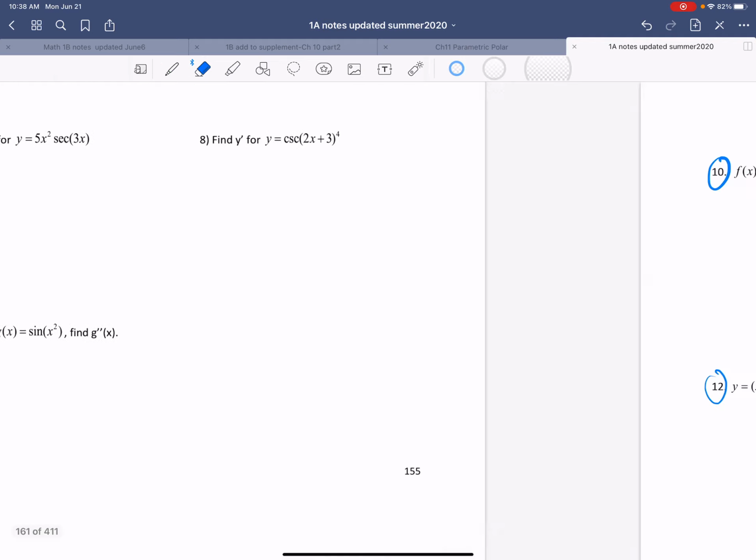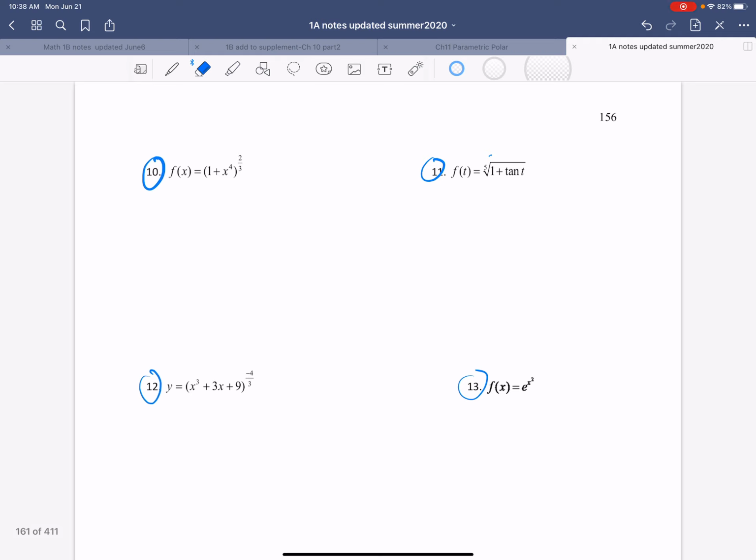next we're going to look at more examples of chain rule. f of x is 1 plus x to the 4th raised to the power 2/3. So we talked about this problem in the beginning. We identified which one is the outer function, which one is the inner function. Outer function is x to the power 2/3. Inner function is 1 plus x to the 4th.